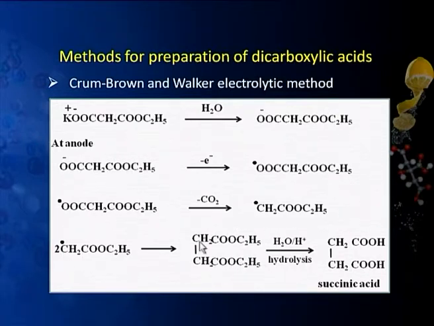And now this ester group is ultimately hydrolyzed and we have obtained a 4 carbon acid here. So we started with a malonic acid derivative, we have obtained succinic acid. Similarly, we can start with some other dicarboxylic acid and ultimately we will end up with a dicarboxylic acid of larger size. So this is an important method for the preparation of dicarboxylic acids.